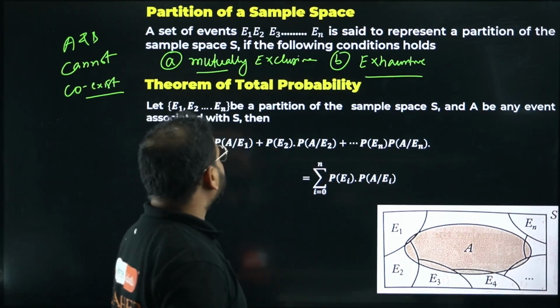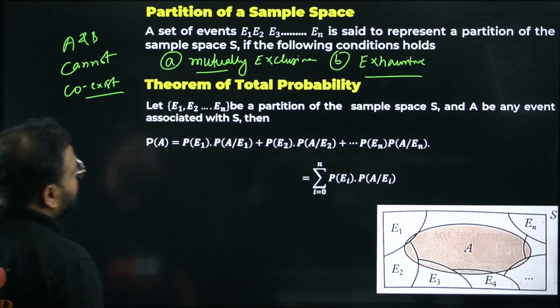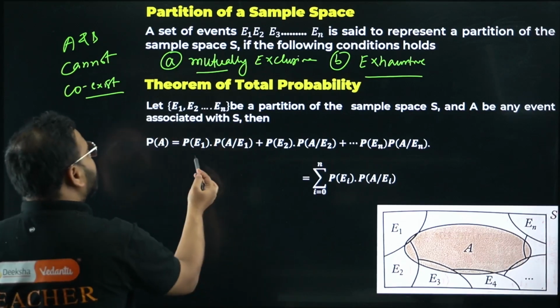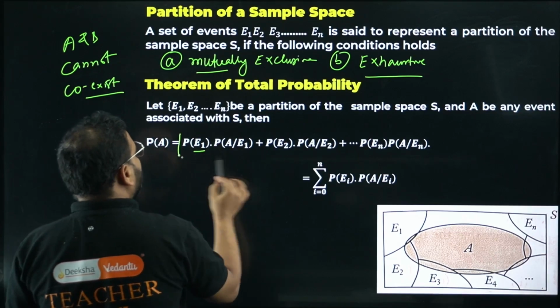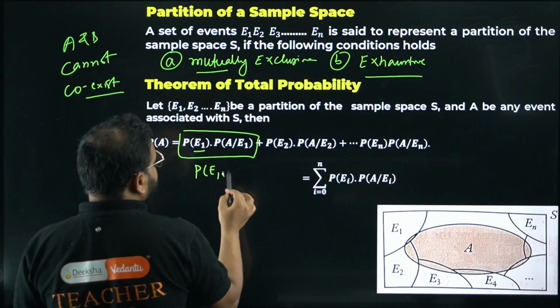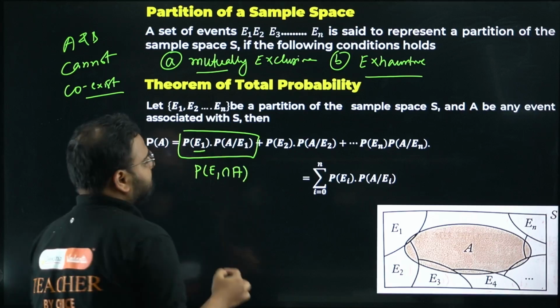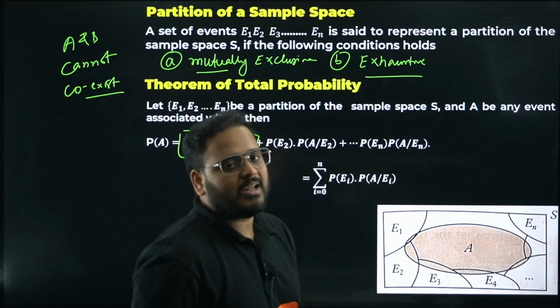Let E1, E2, up to En be a partition of sample space S, and A be an event associated with S. Then we write, for partition E1, what is it? From where is it coming? From the conditional probability, right? What is this going to be? Please remember, E1 A. Same thing with E2 A. Same thing with E3 A, and so on till En A, right?